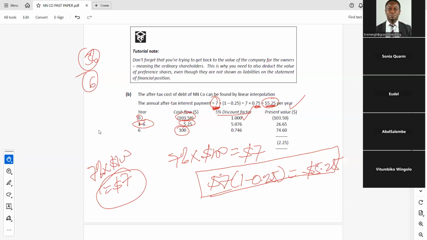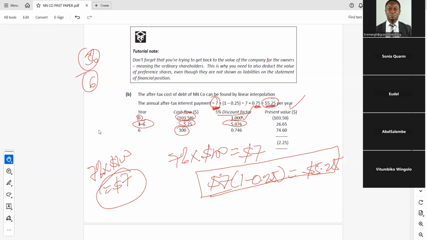So we can see why we now have that 5.076 here. Because it is not just 1 year. We have 6 years, 1 to 6. So we don't need discount factor. Discount factor is only applicable for just 1 year. But when we have more than 1 year, we don't need discount factor. Instead, we need annuity factor. Because multiple discount factors will give you annuity factor.